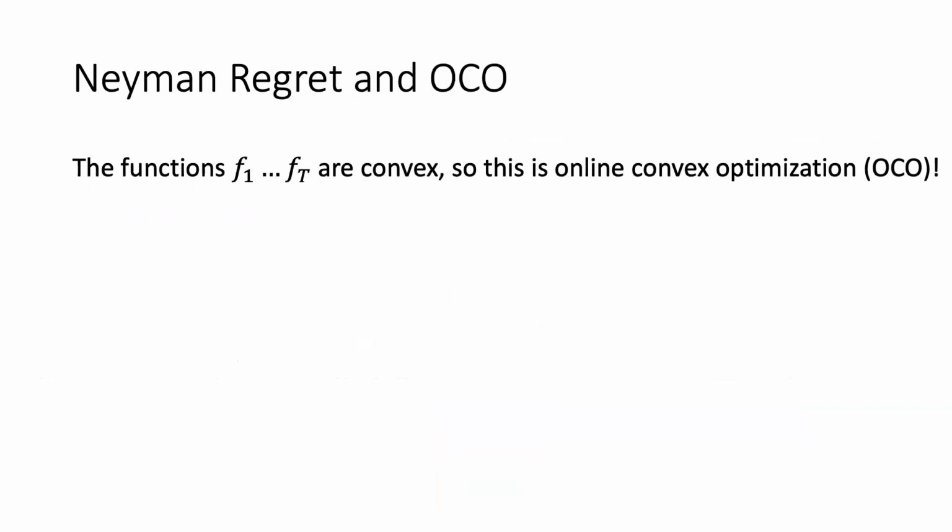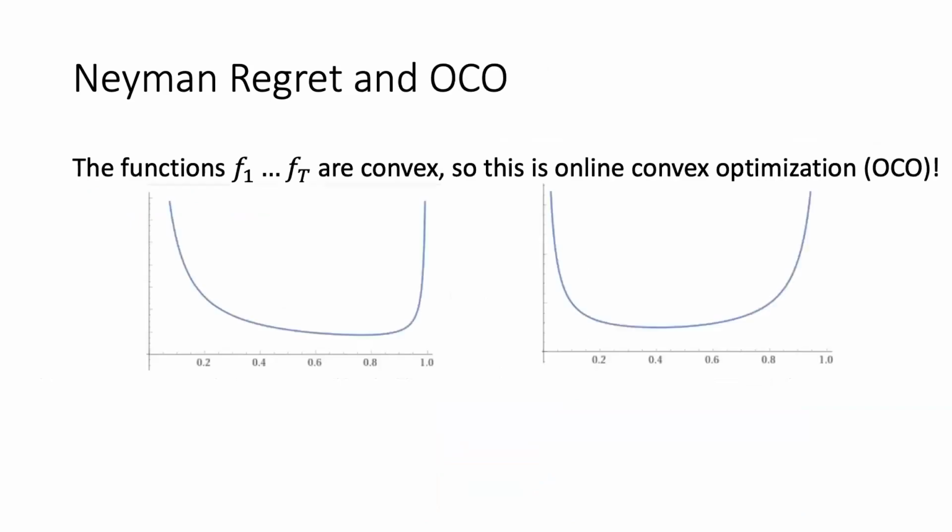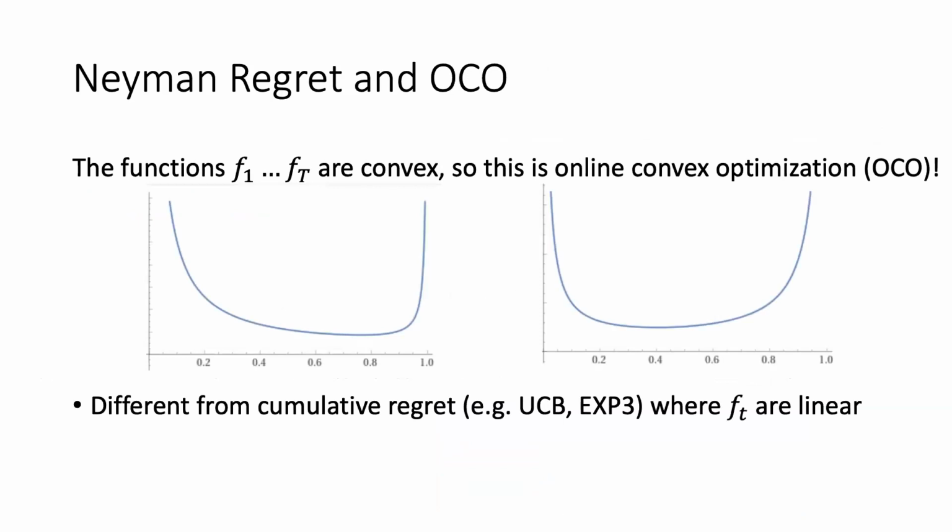Okay, so these functions are convex. So this is an online convex optimization problem here. To convince you that they're convex, I'll plot two of them. Okay, so pros and cons. These are all convex, so we can use tools from online convex optimization. Great, but let's be a little bit careful here.